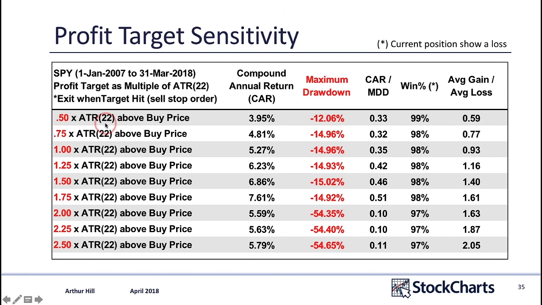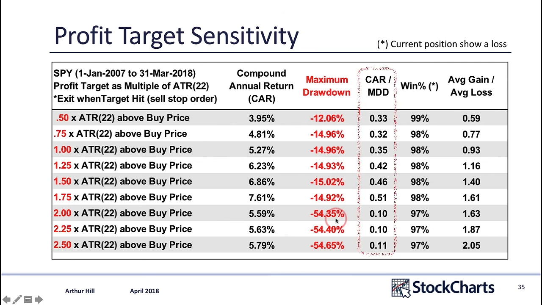First we're going to test the profit target sensitivity, and I'm using an ATR multiple for the profit target, with an ATR period of 22. We start at 0.5 times the ATR above the buy price, and then go in quarter point increments, 0.75, 1, all the way to 2.5. What we can see here is that the compound annual return relative to the maximum drawdown only gets above 0.5 once, and then it gets to around 10%, where your return is like 10% of your drawdown. You can see 5% return for a 55% drawdown. So that is no good.